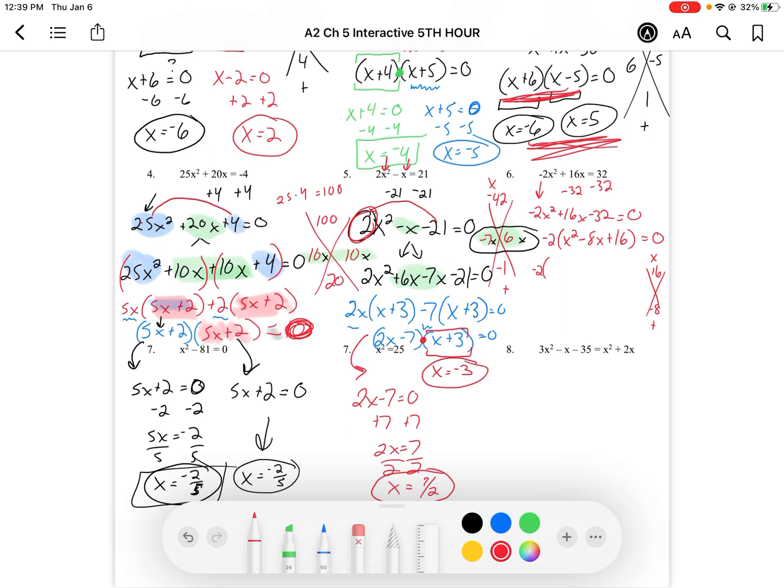So we get negative 2 times (x minus 4)(x minus 4). Oops, because I got excited. Negative 4 are the two numbers there. So then solutions would be x equals 4 and x equals 4. Double root again. So x equals 4 is the answer. Awesome.